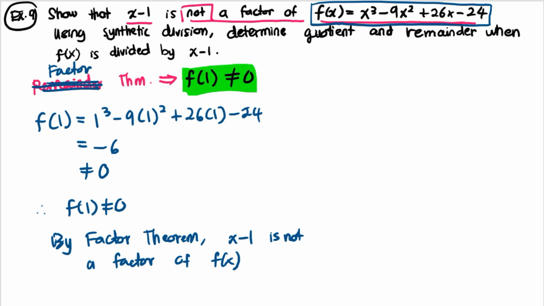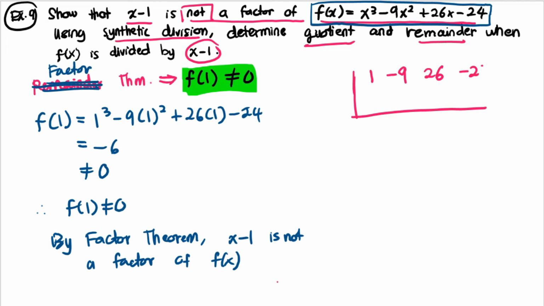Now we have to proceed with the next question, which asks us to use synthetic division to find the quotient and remainder when f(x) is divided by this. All right, let's just use synthetic division. Very simple. The coefficient of x cubed is 1, the coefficient of x squared is negative 9, the coefficient of x is 26, and the constant is negative 24. You have to divide by x minus 1, therefore you have to put 1 here. Start by bringing down 1. Now multiplying 1 by 1, you get 1.